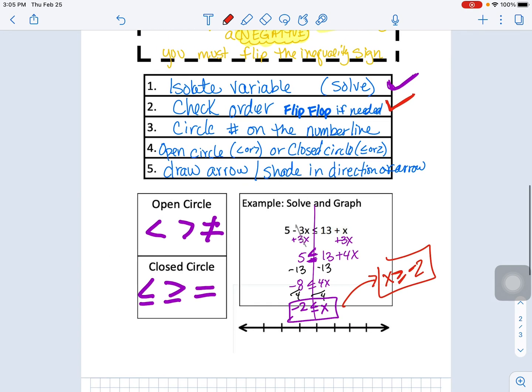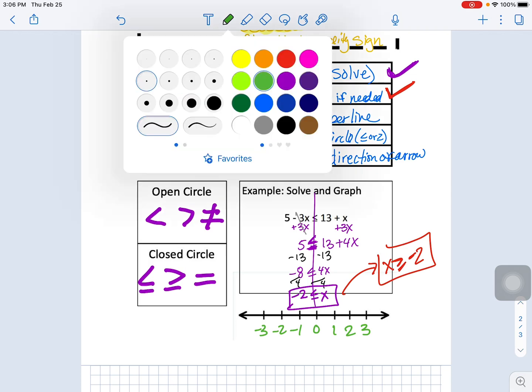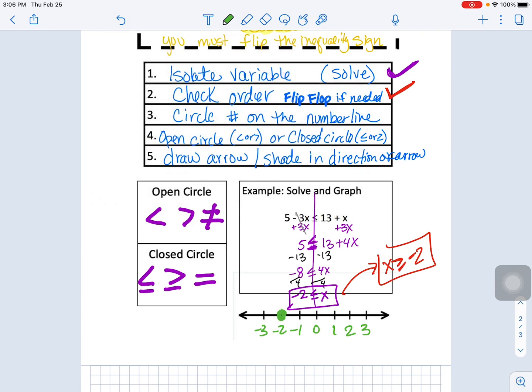And so now that I have my answer, I'm going to go to my number line. I'm going to write some numbers here: 0, 1, 2, 3, negative 1, negative 2, negative 3. And my solution was negative 2. So I'm going to circle negative 2 on my number line. And I'm going to draw an arrow to where the numbers are greater than negative 2. This is where they're greater. They're all bigger than that.